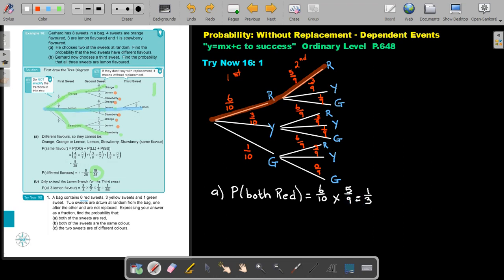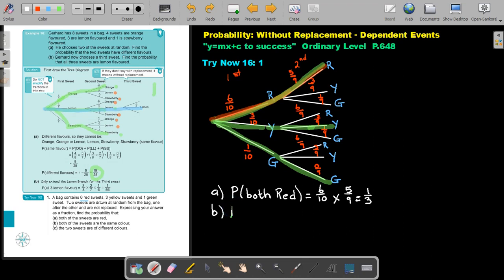Okay, number B. Both of the sweets are the same color. Now, let's just see the same color. That will be red, red. Okay, let's just get the highlighter again. Red, red, but it can also be yellow, yellow, and it can also be green, green. So that will be the 3 branches. Remember, what do we do in the branches? We multiply in the branches.